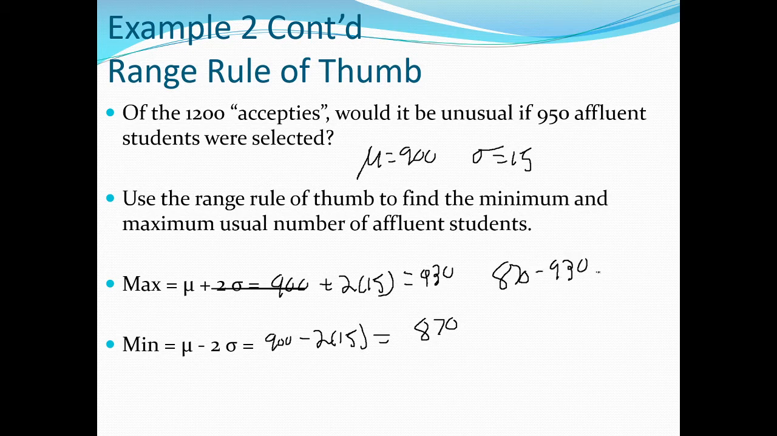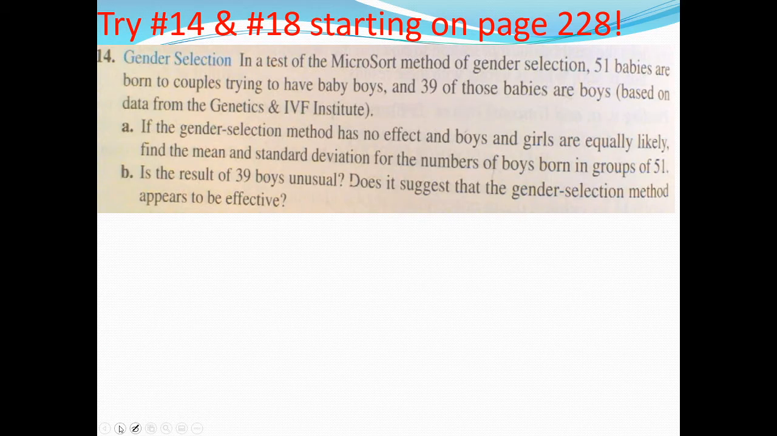950 is pretty clearly higher than our usual boundaries. So we would say, yes, it would be unusual, because it asks would it be unusual. That would be an unusually high amount of acceptees from affluent families out of 1,200. So again, we are using these methods to give us a range of, okay, is there something going on here, or is it just normal random occurrence? Because if you're outside the usual bounds, then that's probably not a normal occurrence. So let's try 2 more here real quick before we go.